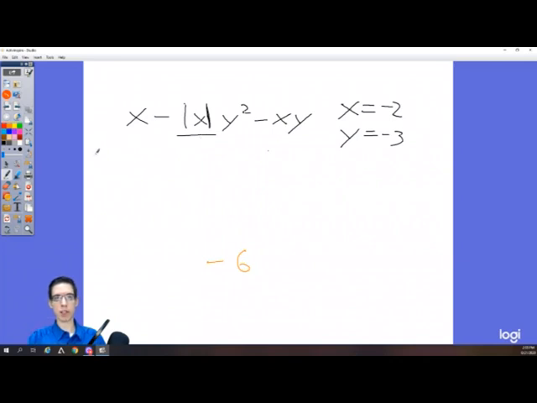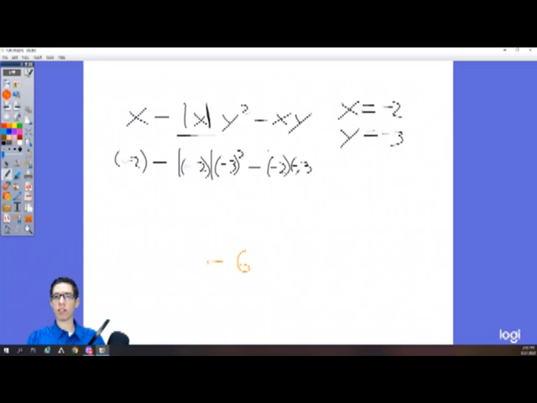Okay, let's plug our values in, and then we'll go from there. First, we've got x is -2, minus absolute value of -2, and then we've got a -3 squared minus -2 and -3. Plugged all our numbers in. Let me switch to blue quickly.